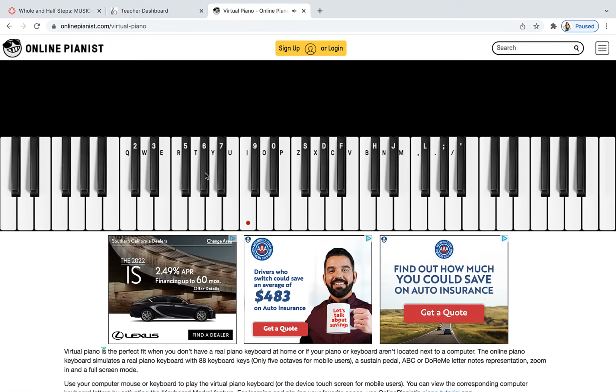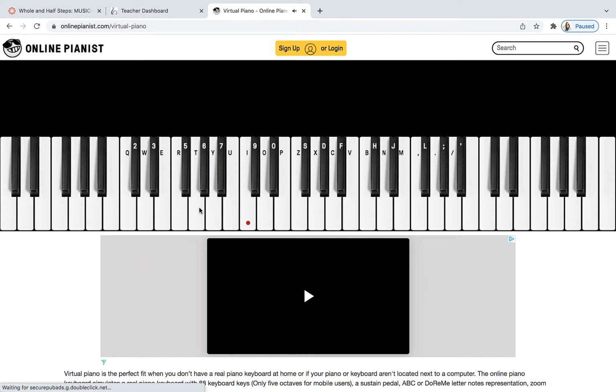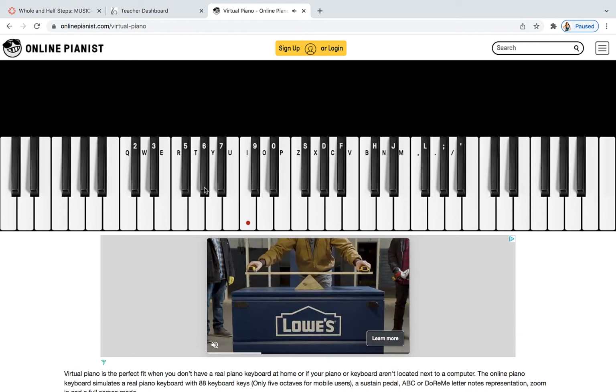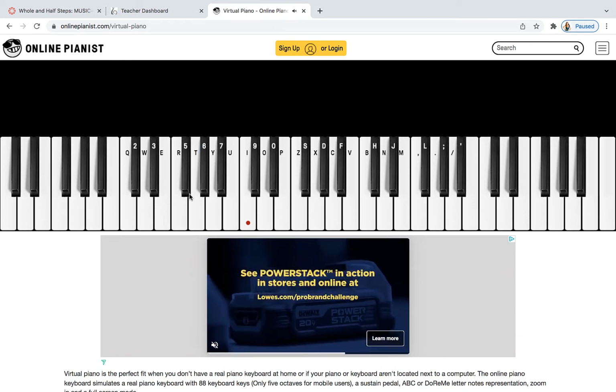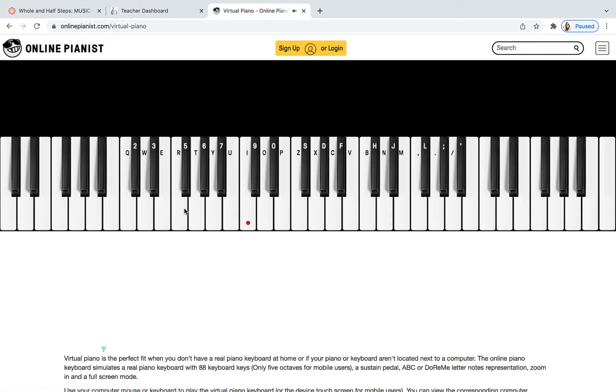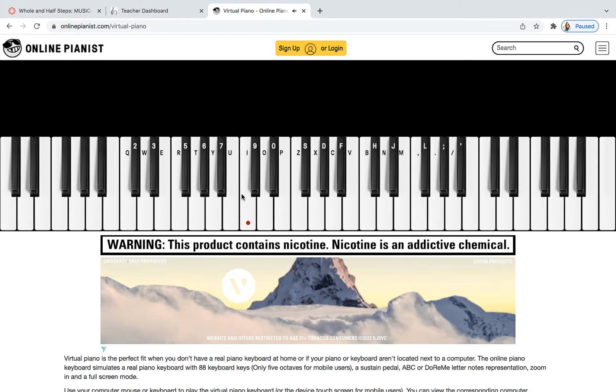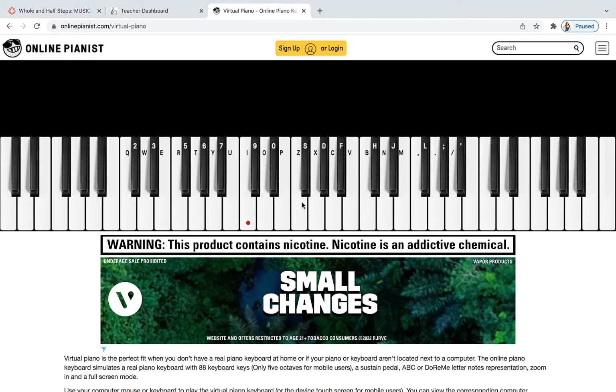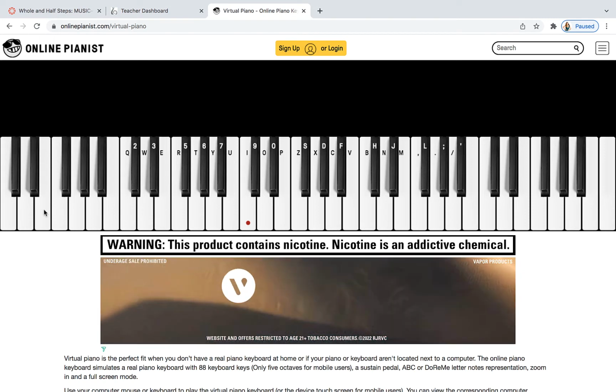So just pick some random tones. Here's a half. That's half up. There's a half down. Here's a whole up. Do, re, and a whole down. I think probably for beginning music students, it's probably easiest to hear that half step because it sounds like Jaws.